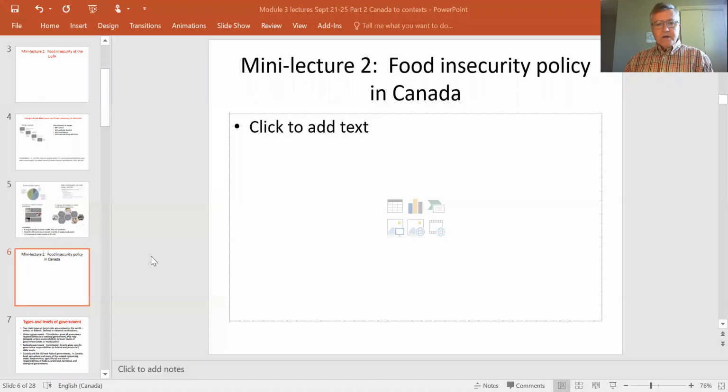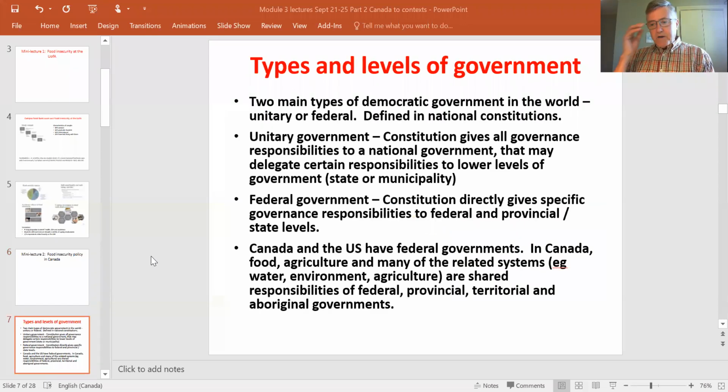So now I want to think about why we have this in a situation like Canada, which we think of as a relatively prosperous nation. Why do we have this lingering food insecurity problem? I'm going to share my slides again. Okay. So part of it is the nature of our government and the nature of the food challenge.